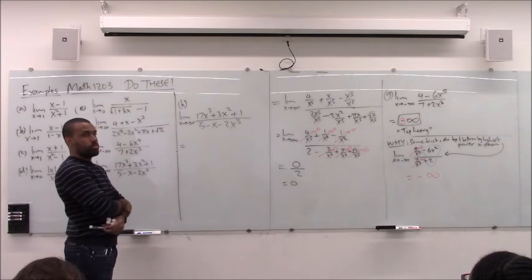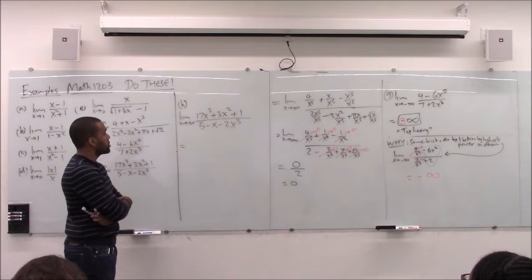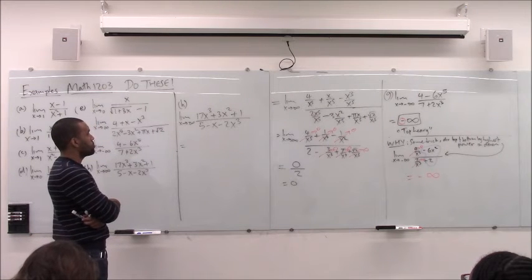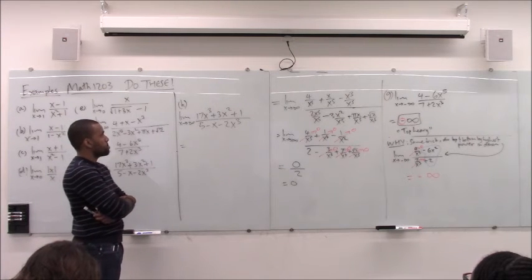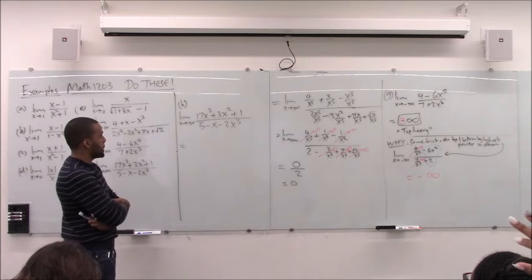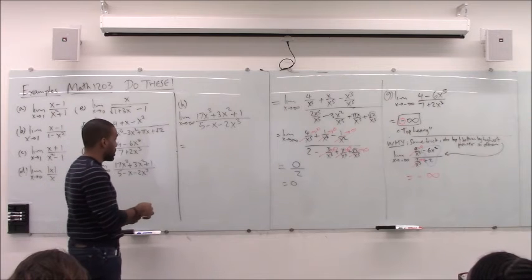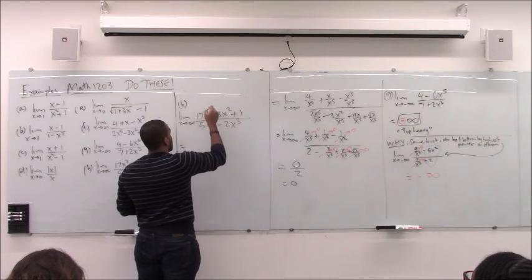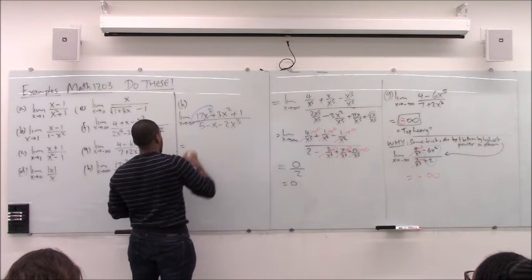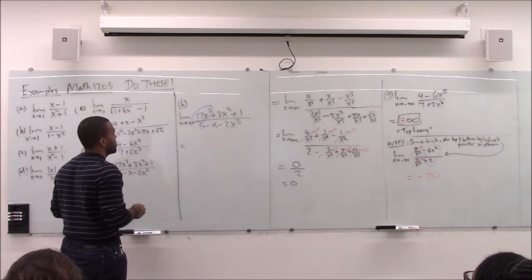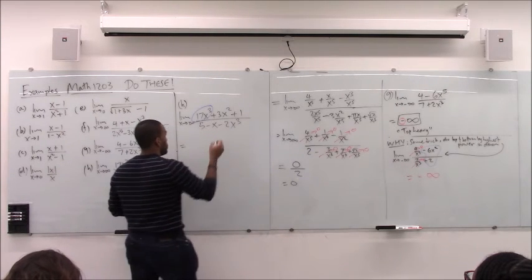This is on this one. Is it top heavy again? What is the highest power on top? x cubed, it's the same on the bottom as well. 17x cubed. Right, so what's the biggest guy on the bottom? Negative 2x cubed.